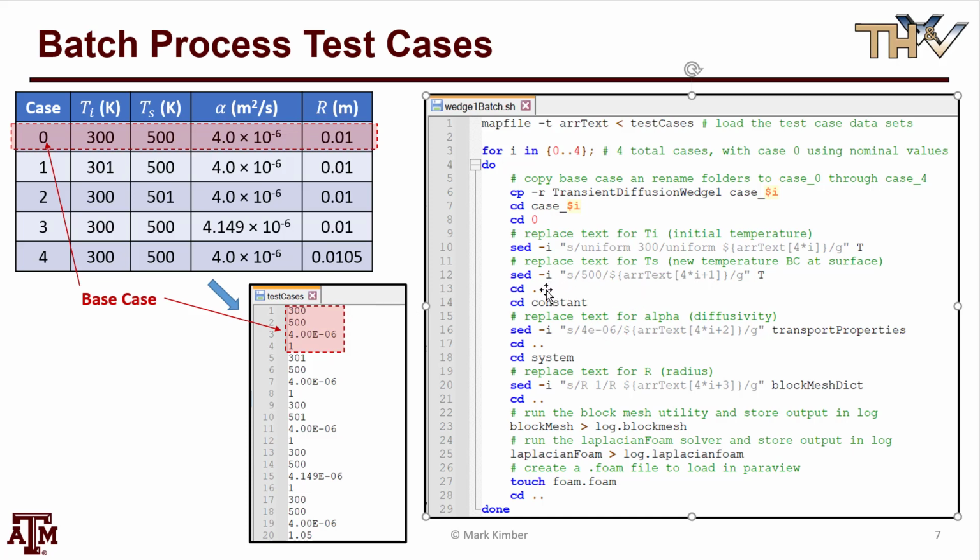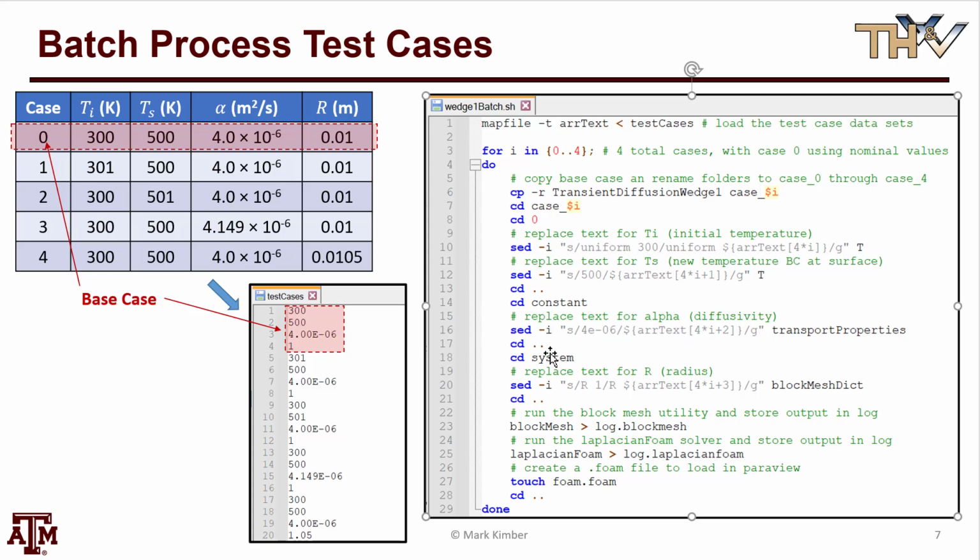And then I want to change directories up a level, and then I want to go into the constant folder, and then I want to do the same thing for alpha. And then I want to replace the string 4e to the minus 06 with the next element in my test cases vector, in that R text vector.